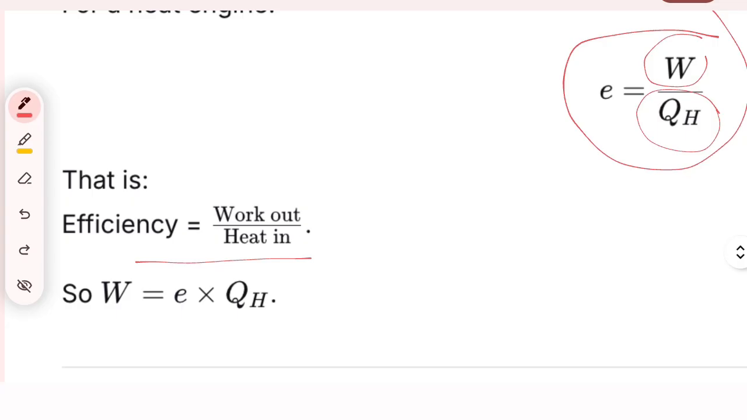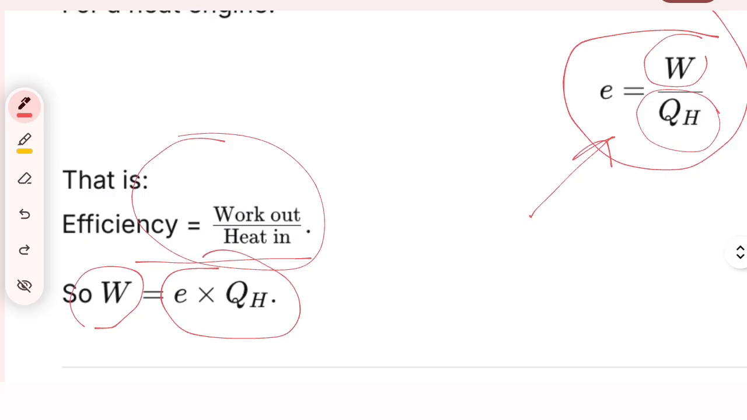And you can reassign those and compute W from that. From this equation, we can compute for W. By cross multiplying, we have E times QH, or the efficiency times the heat in, and that would be the work done.